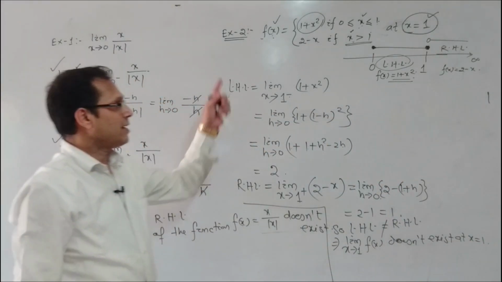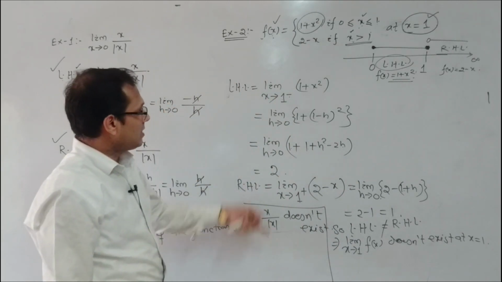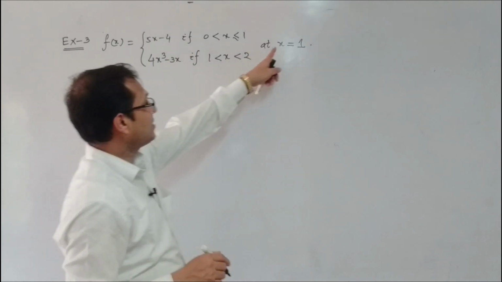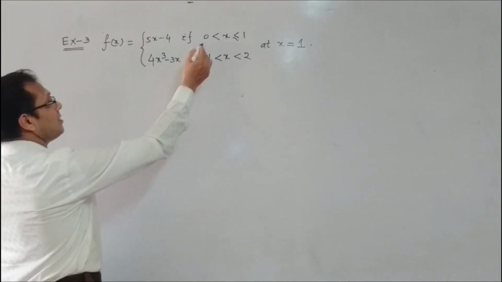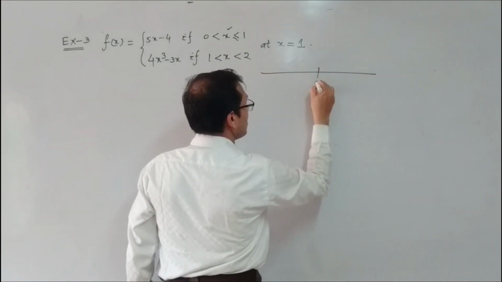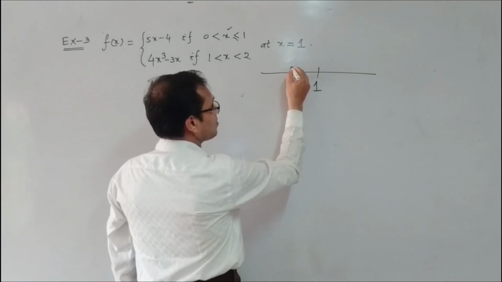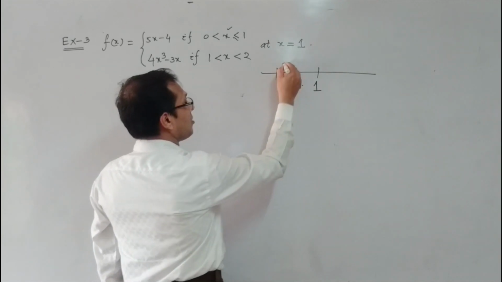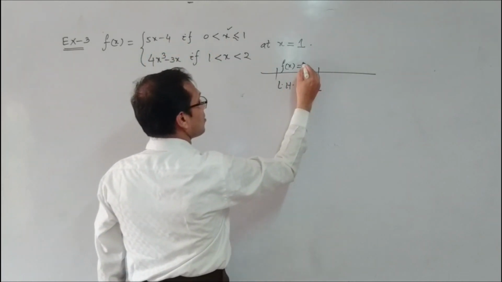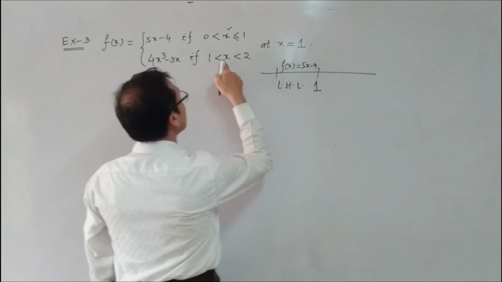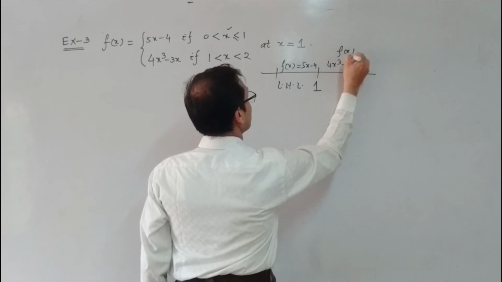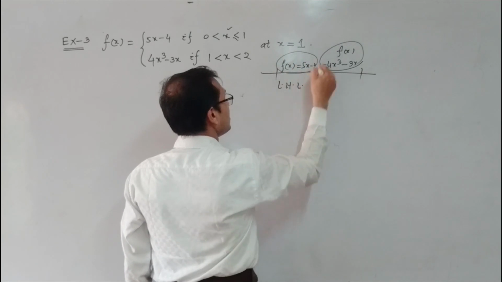Okay. Now we'll take another example where the limit exists. Please make it a note first. Now suppose you have to ask what is the limit of f(x) at x is equal to 1, whether it exists or not. Here, when the value of x is greater than 0 but less than or equal to 1, that means left hand limit. Suppose on the number line 1 is here. 1 minus means x is less than 1, that is LHL. When x is less than 1, f(x) is 5x minus 4. And when x is greater than 1, f(x) is 4x cube minus 3x. This one is the right hand limit function and this one is the left hand limit function.